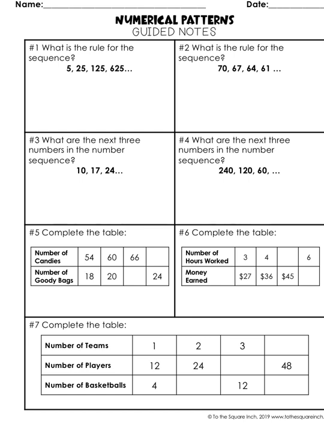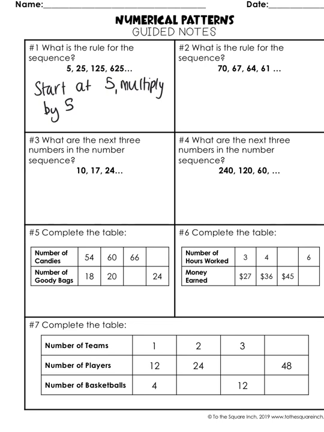So what is the rule for this sequence? 5, 25, 125, 625. Okay, so to get from 5 to 25, I multiply by 5, right? Well, 25 times 5 is also 125. 125 times 5 is 625, so my rule here is start at 5 and multiply by 5 each time.